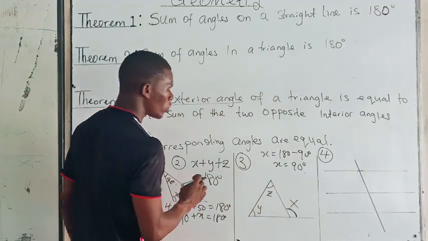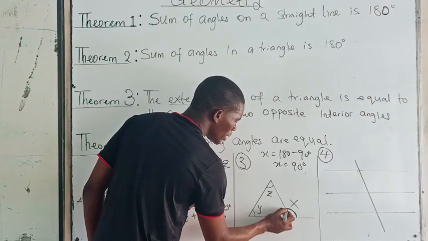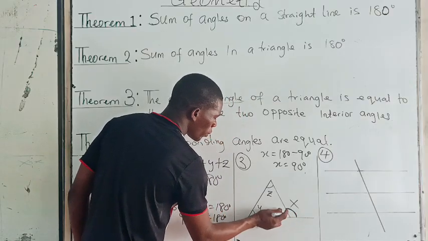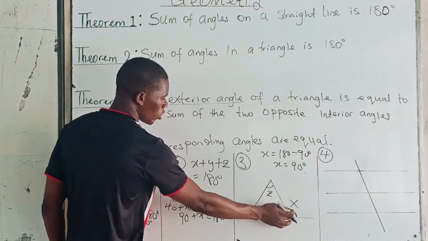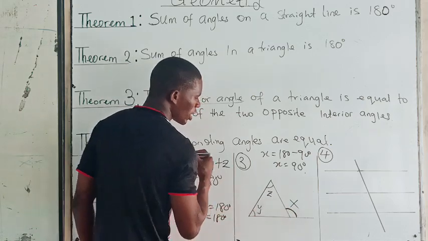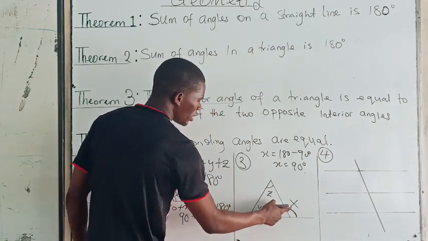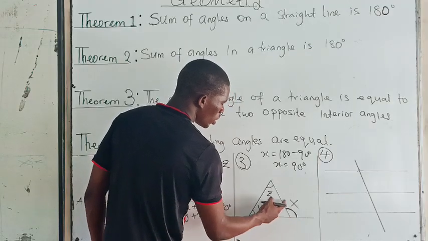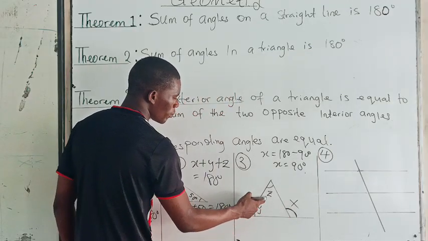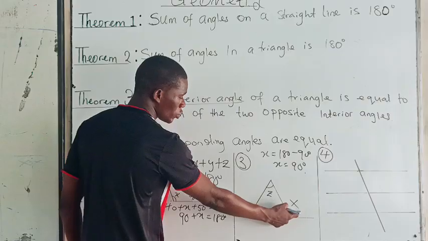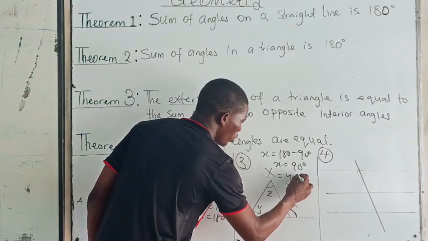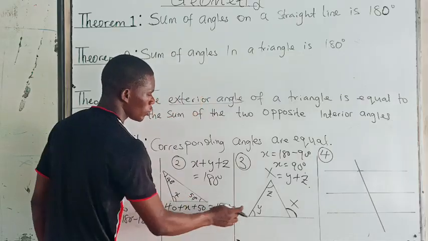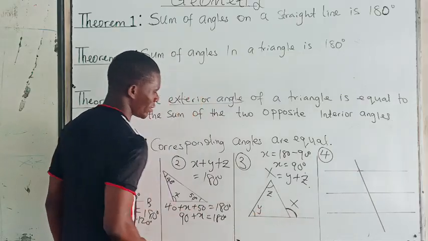So it's telling us that, look at this exterior angle. Now look at the angles opposite to it. Can you see? These two angles are just opposite of this. So what this theorem is saying is that since X is an exterior angle, and these two angles are opposite to this x, then we say that x equals y plus z. That means when we add z plus y, it gives x, right?